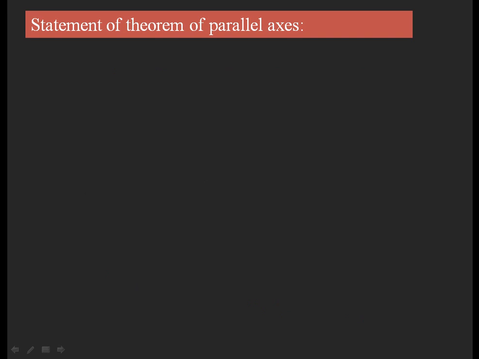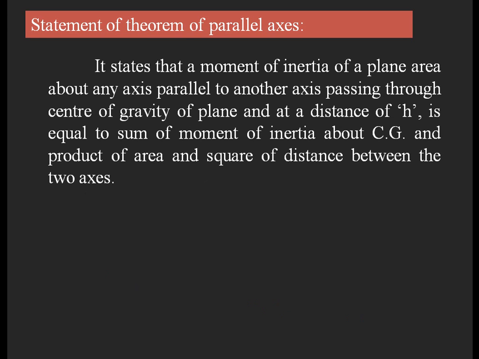Okay, here is the statement I would like to give first. It states that the moment of inertia of a plane area about any axis parallel to another axis passing through the center of gravity of the plane, at a distance of h, is equal to the sum of the moment of inertia about CG and the product of area and the square of the distance between the two axes. This is a lengthy statement, but I can make it simple by using a diagram and a formula.